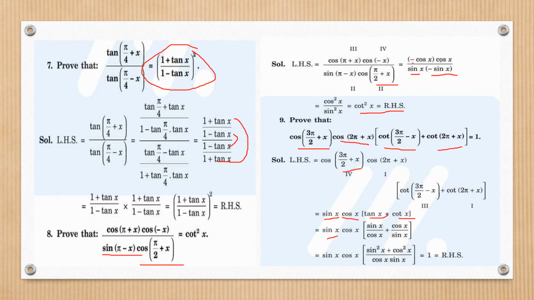Okay, now this is sin x cos x, change to sin, cos, take LCM, the numerator becomes 1 and the denominator gets cancelled, and we get the answer as.